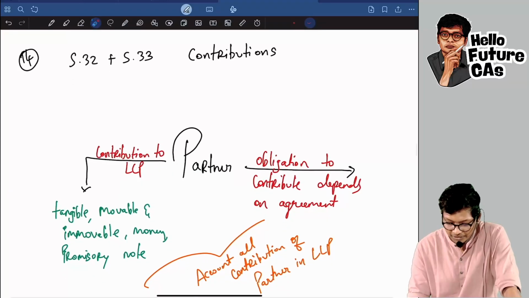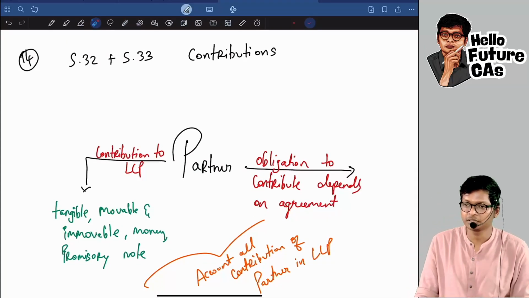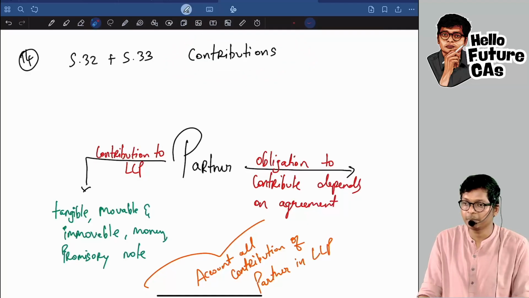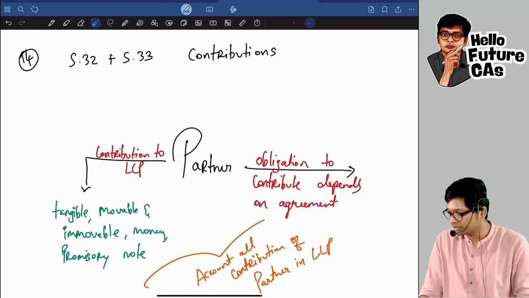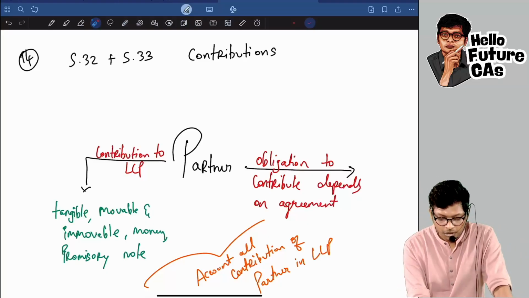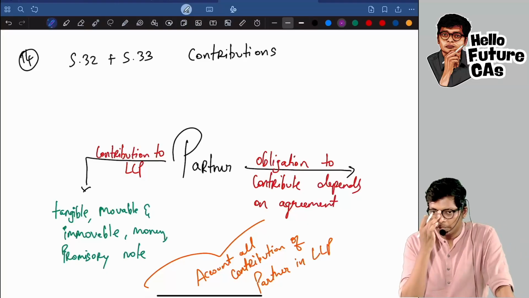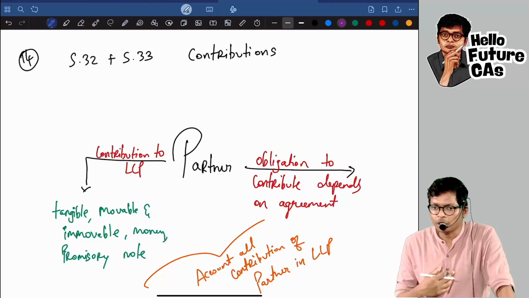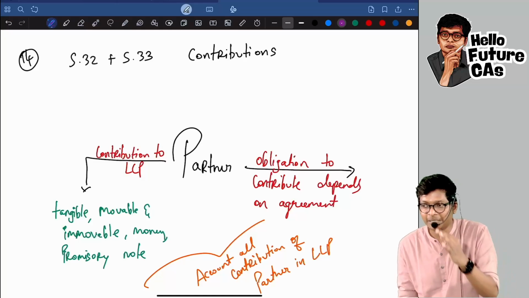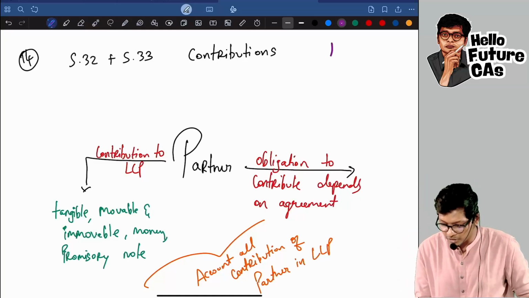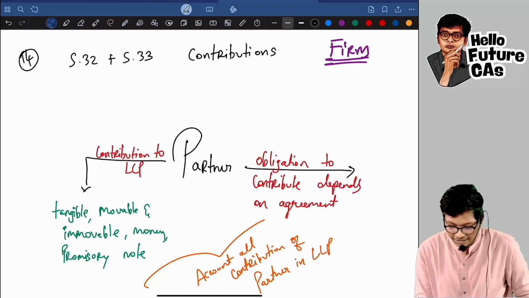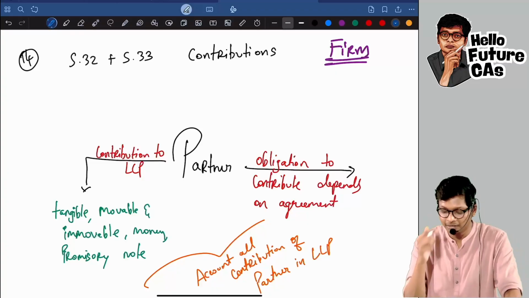Section 32 and 33 called contributions. The term is fancy, concept is simple, guys. Simple concept, fancy term, yet to be tested. Okay. Before I get into that, if a partner is contributing one car to the partnership firm, can you tell me the entry, guys? In the books of the firm, what is the entry the firm will pass if the partner is contributing a car? Can someone tell me the entry?